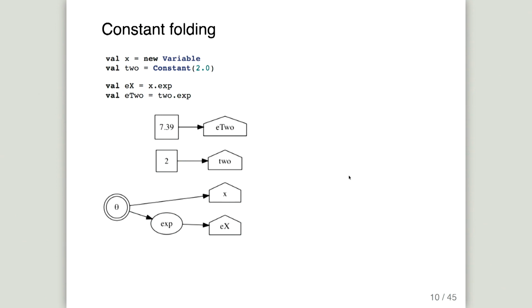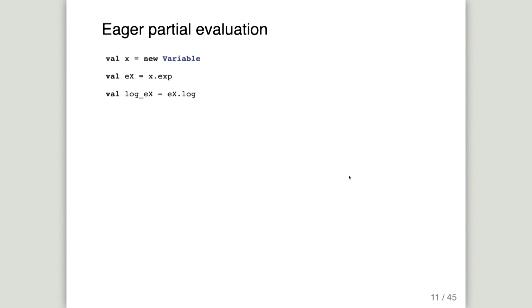The other thing that's interesting about this is that for the constant, we don't have an exp node, right? And we don't have that because we know what e to the 2 is. And so if we try to take the exp of 2, we don't need to add another node. We can just compute it right away, right? And in compiler terms, you might think of this as constant folding, right? We already know what this is. Let's just do it now. OK.